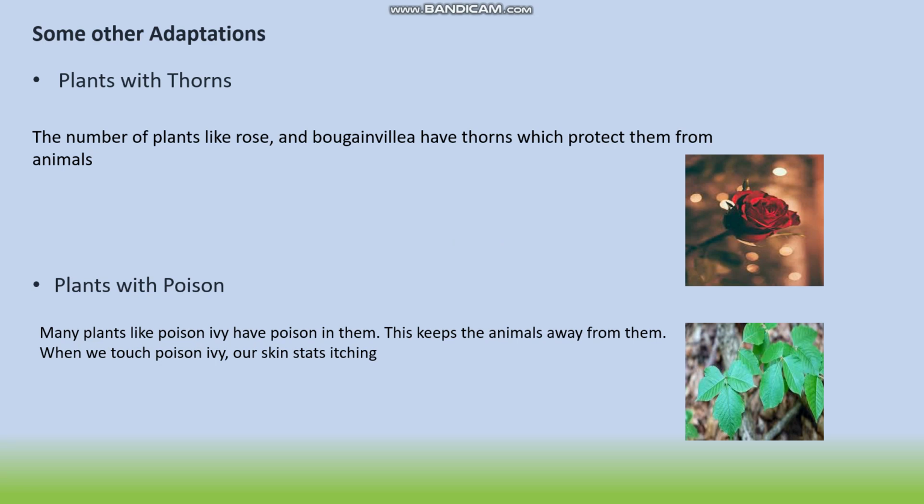Next, plants with poison. Many plants have poison in them. So this keeps animals away from them. When we touch poison ivy, our skin starts itching. You can view the poison ivy picture on your screen.